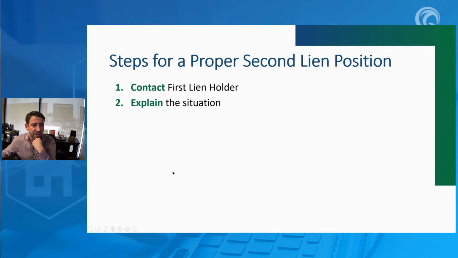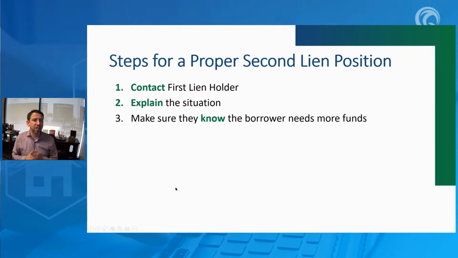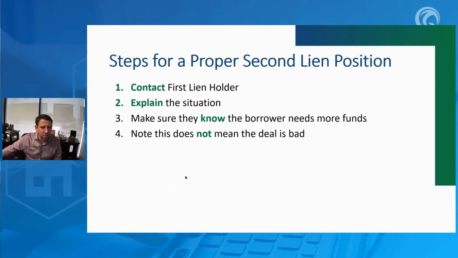Next, he ultimately explained the situation. Hey, look, it's just a little bit of mold. That's why this is what I'm lending. Make sure they know the borrower needs more capital. Because guess what? Sometimes when you go through these motions, the first lien holder will just lend them the additional $10,000 in this case. They don't need to actually apply for a second lien position. So this is nice to know.